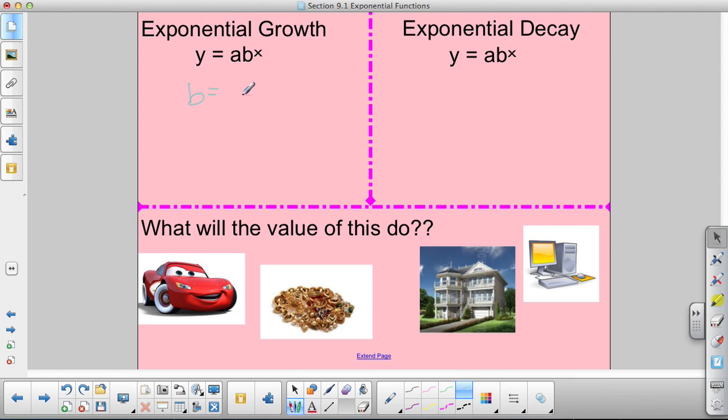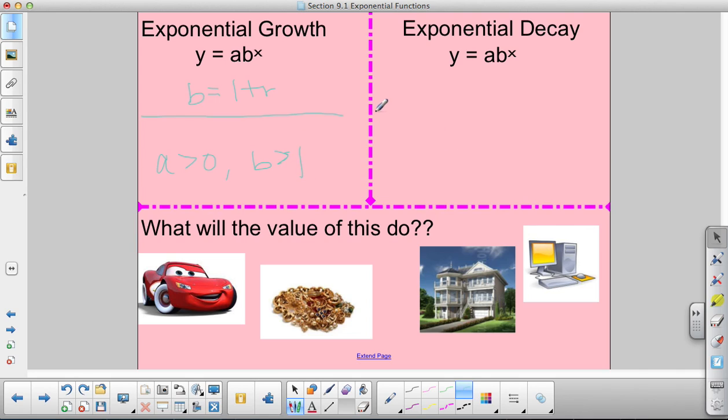One thing I would say is 1 plus R, which is the rate at which it's growing. With exponential growth, your A value has to be greater than 0, so it's going to be positive. And B, well, if it's always 1 plus R, is also going to be greater than 1. B will always be greater than 1.